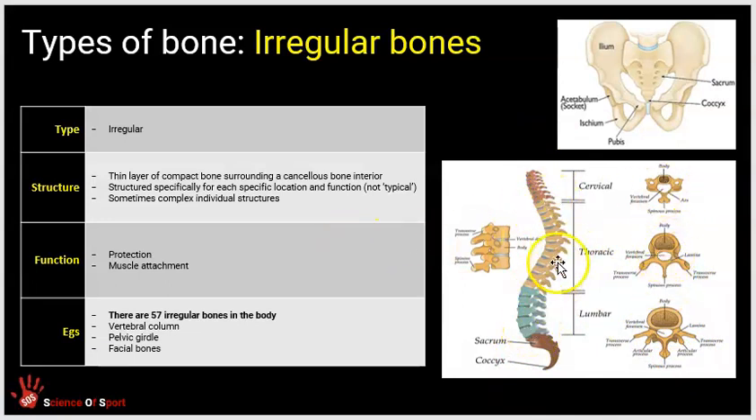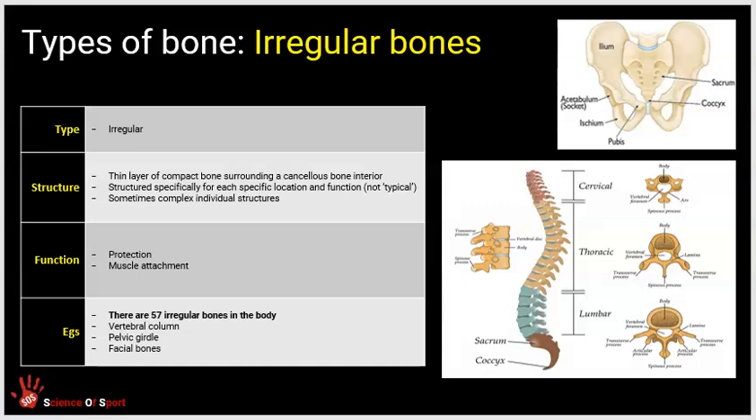Secondly, they're designed with different processes sticking out the back there because muscles attach to these processes. So protection and muscle attachment are two of the examples of functions of irregular bones. And I'd say that the vertebral column was the easiest type to remember. The pelvic bones are actually also irregular bones, and some of the bones that make up your face, the small bones on the front of your skull, your facial bones, are also irregular.